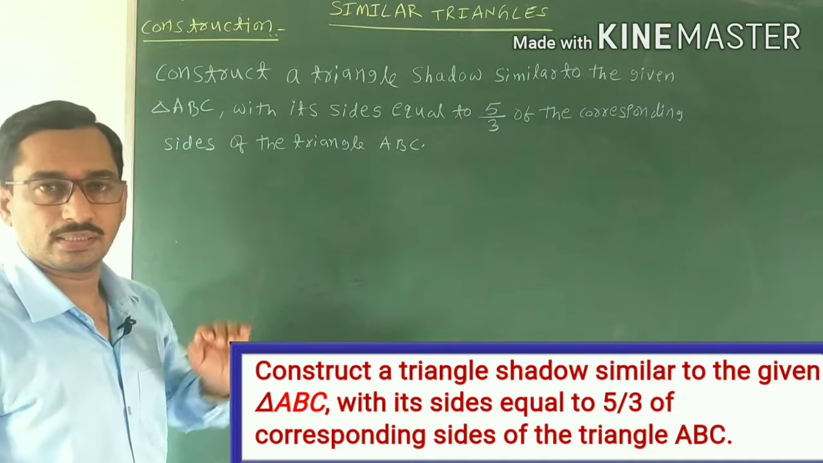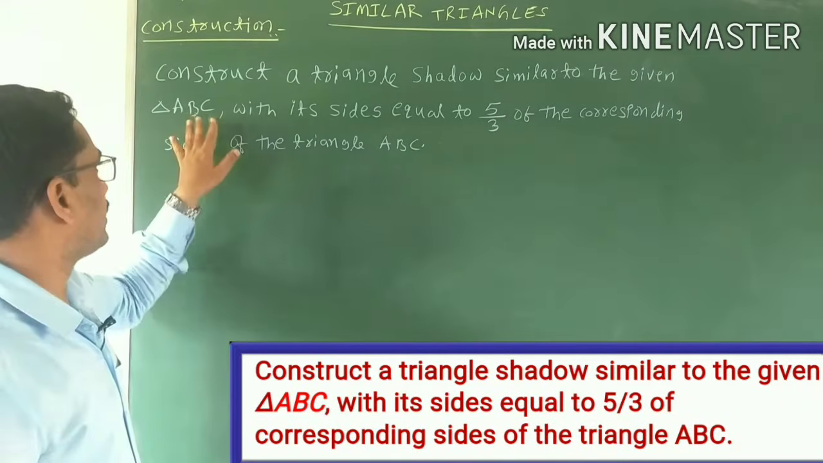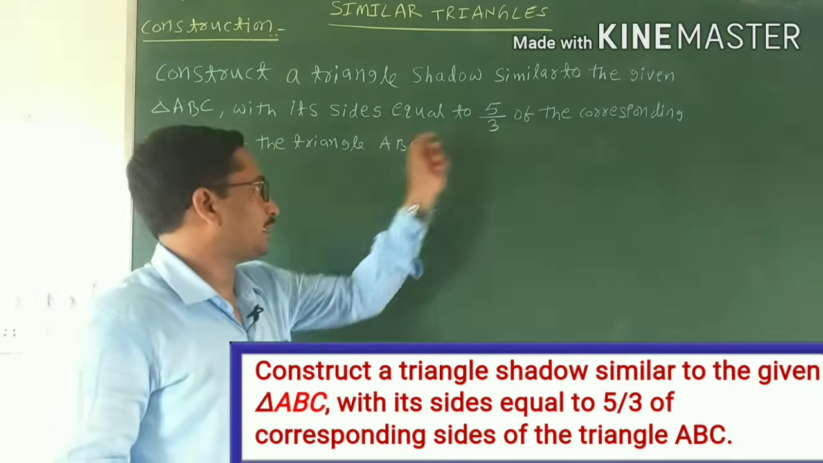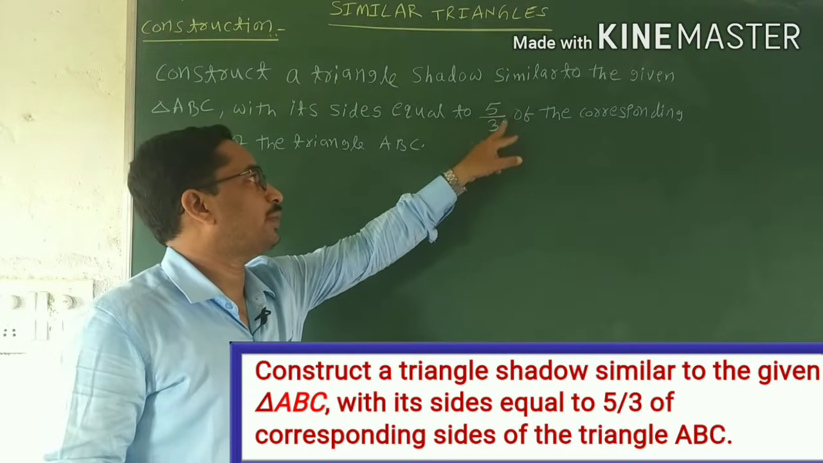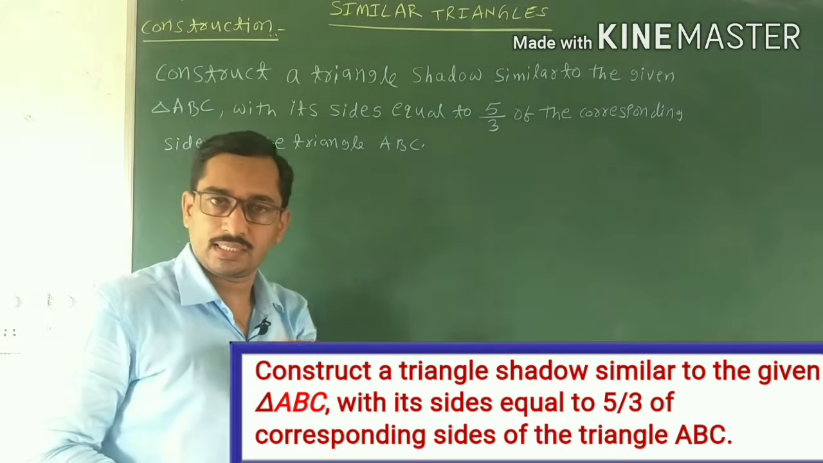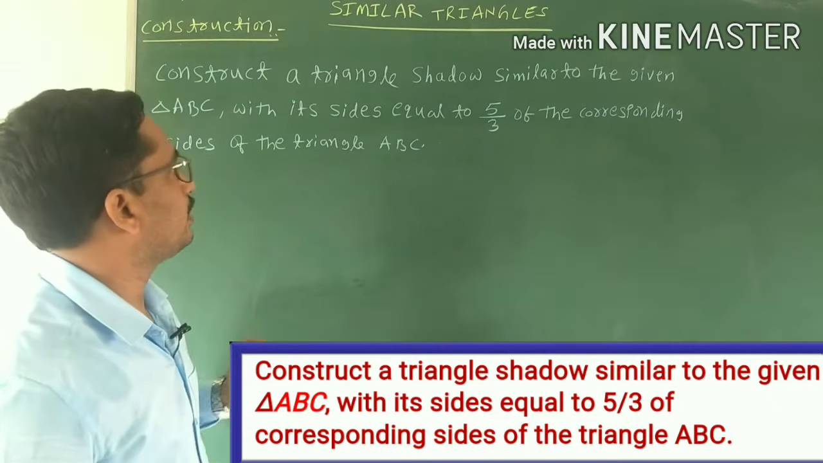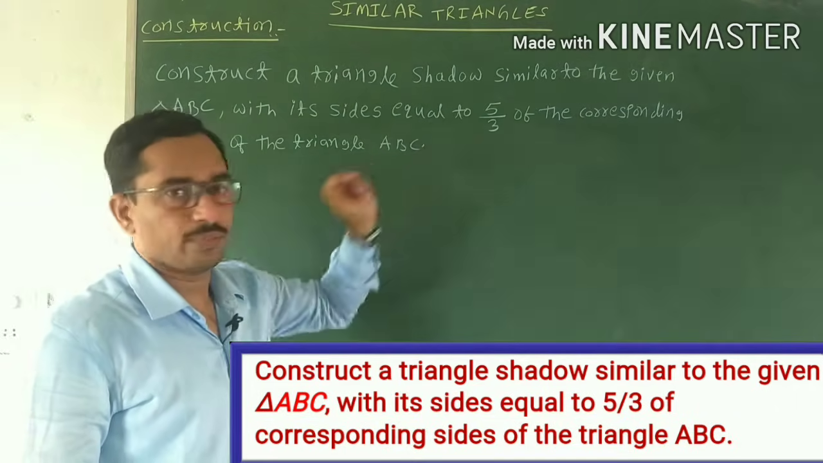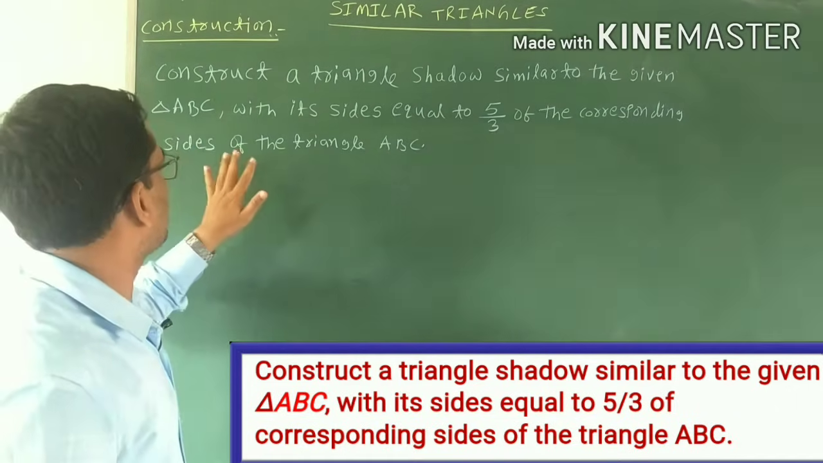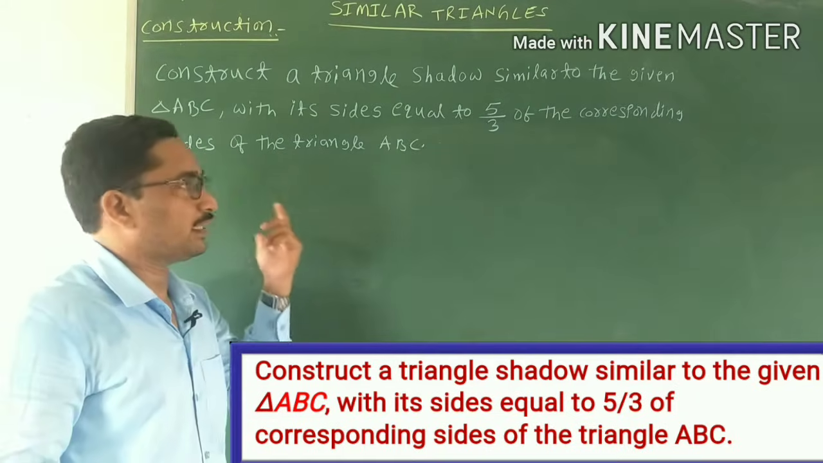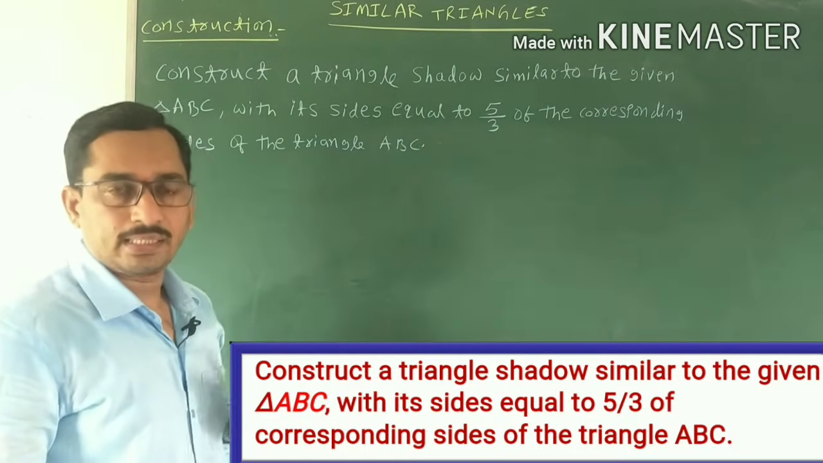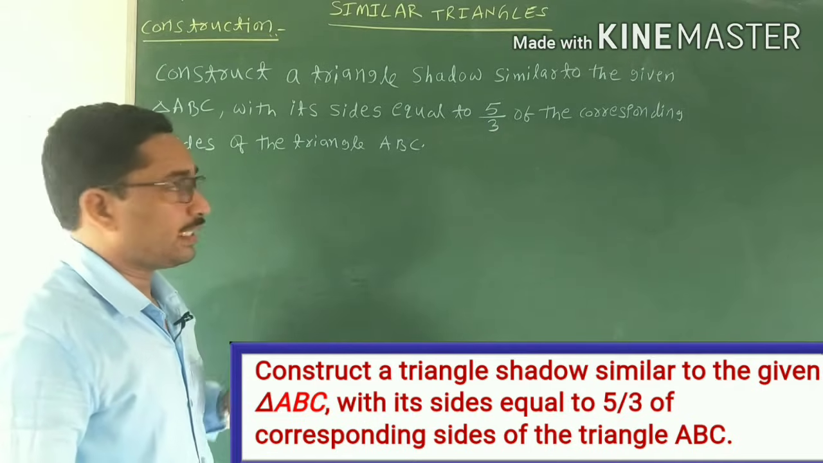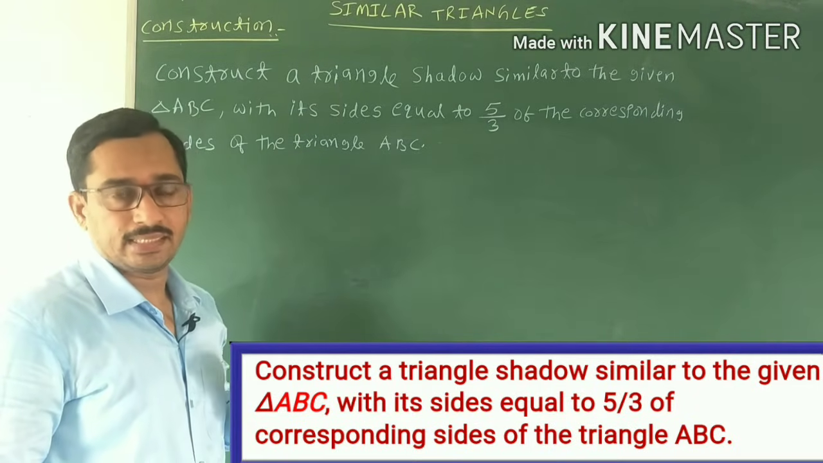Means we have to construct a triangle similar to the given triangle, and the scale factor means the ratio is given, 5/3. So we have to construct a triangle similar to this triangle with their sides in the ratio 5/3. See here, the measurements of the triangle are not given, so we can take our own triangle. So here I am taking an equilateral triangle whose sides are 8 centimeters.